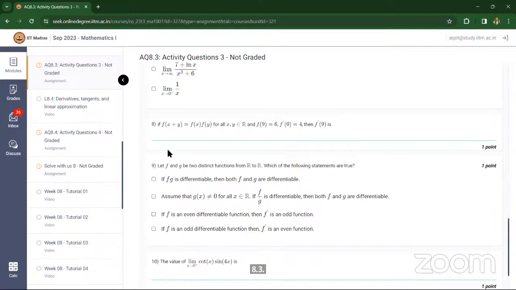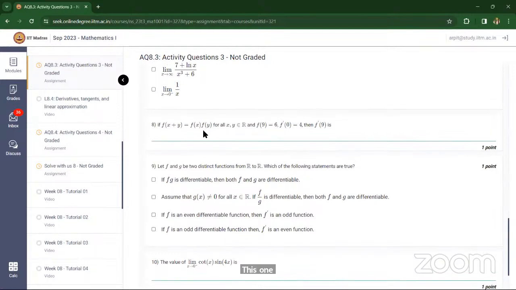Question number 8. This one. Okay, just a minute. I will take this question. Firstly, I will solve this practice assignment. Okay, let's solve this.